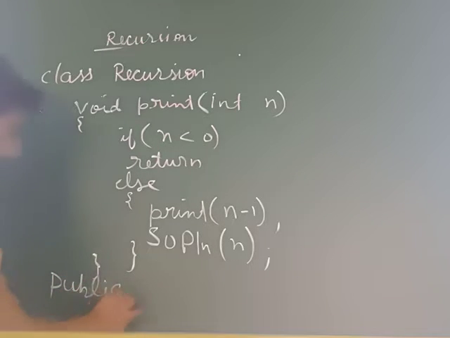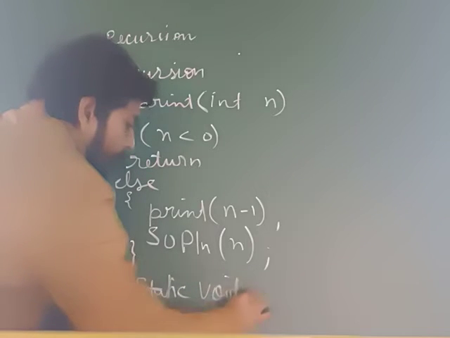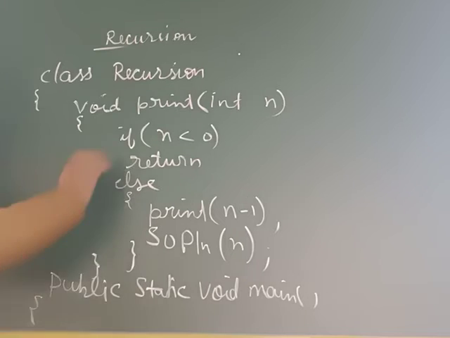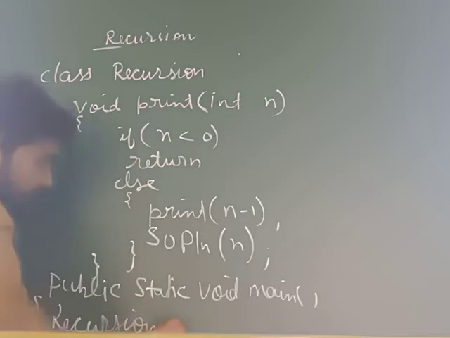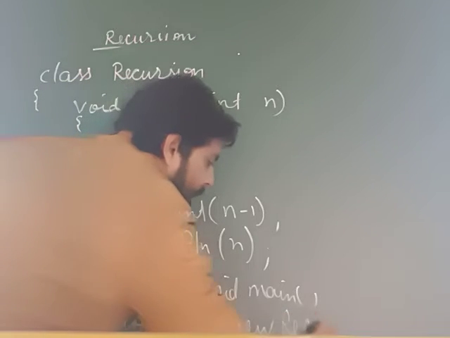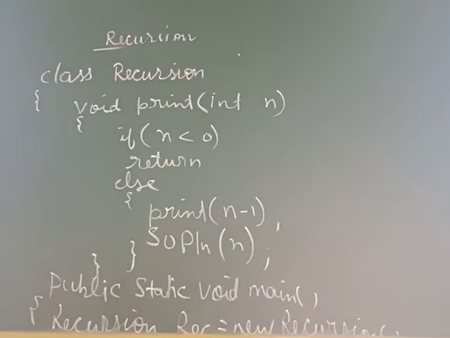Public static void main. We call the function recursion. Rec equals new recursion. Created the object here. Object is created. After that, I think now the video is not able to see me.